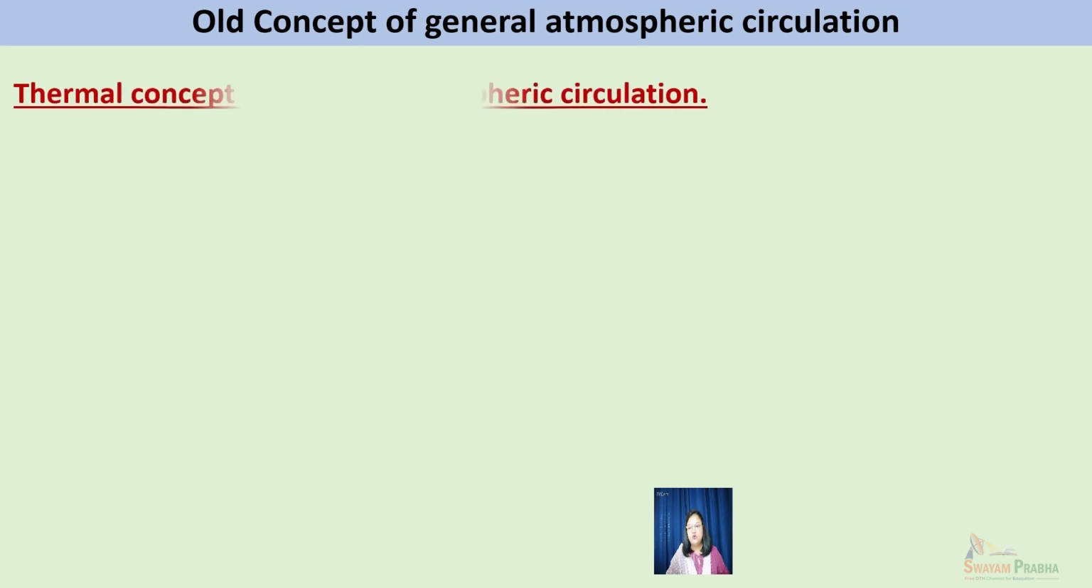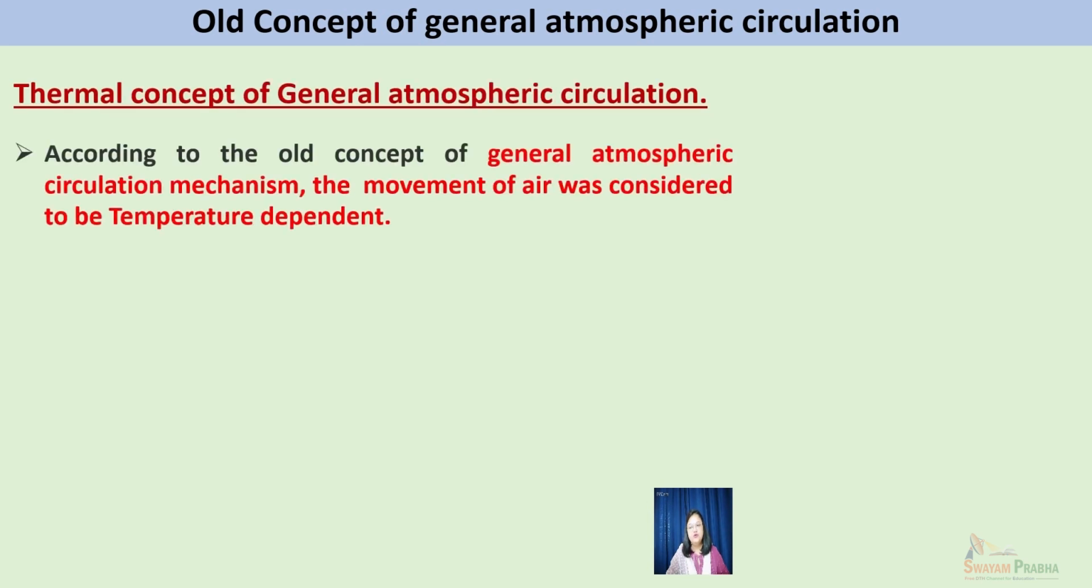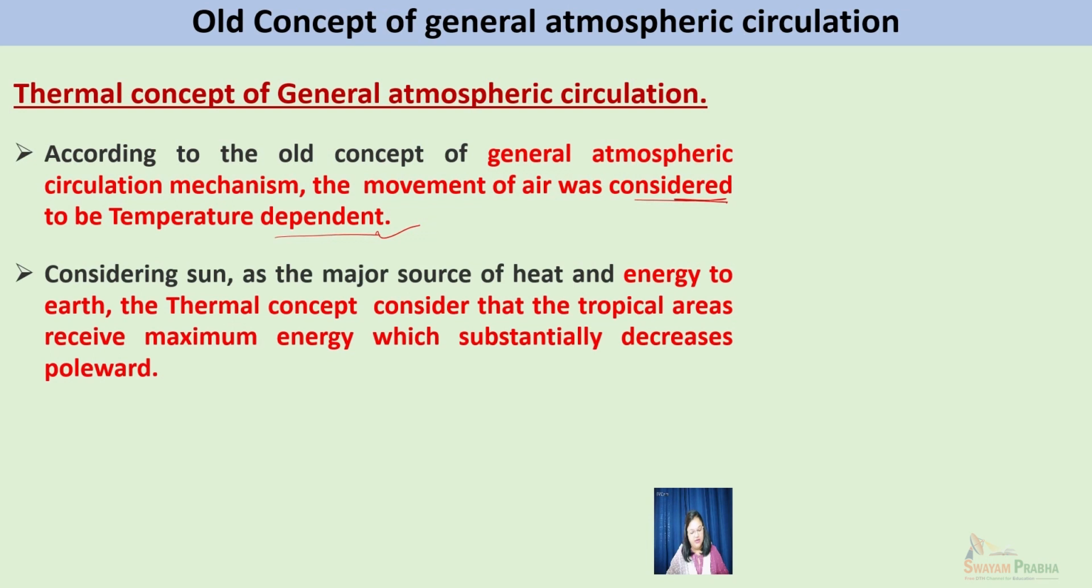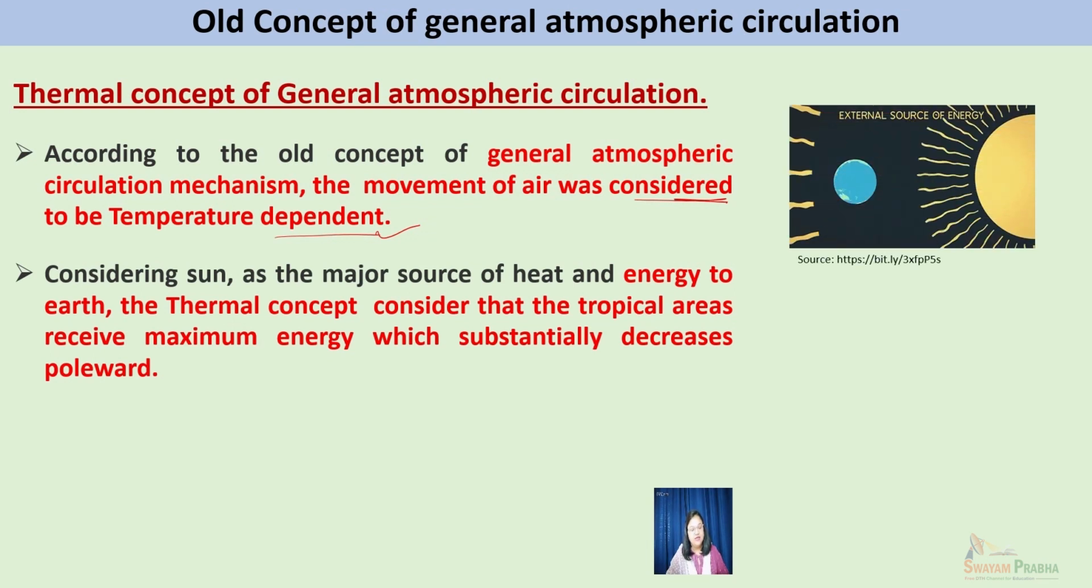Thermal concept or old concept of general atmospheric circulation. According to the old concept which describes the mechanism of general atmospheric circulation, the movement of air was considered to be temperature dependent. So as we know, the lower latitudes receive more direct insolation as compared to the polar latitudes, which receive indirect insolation.